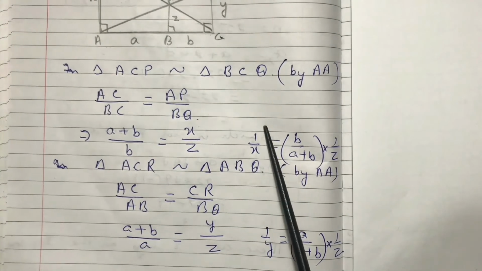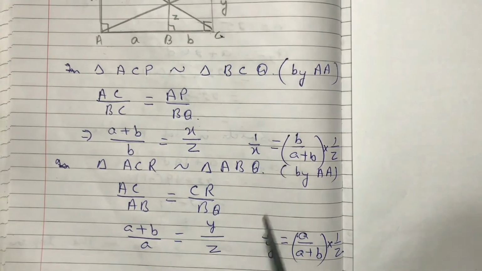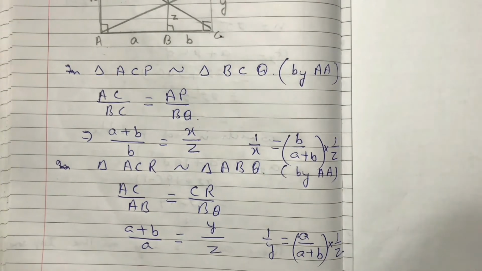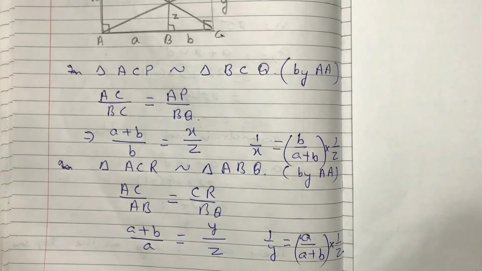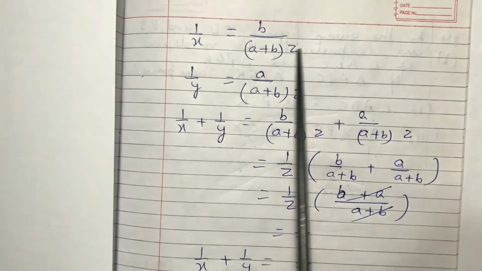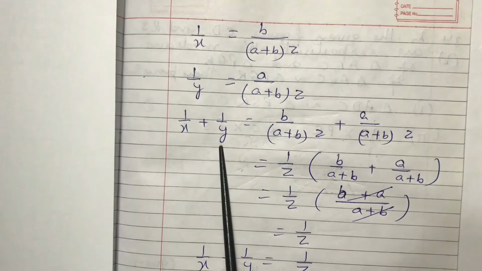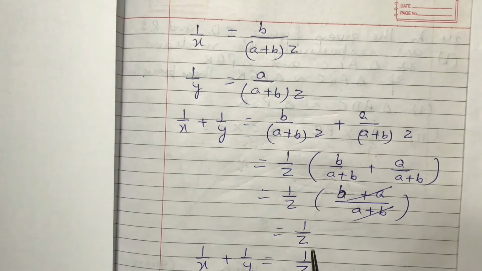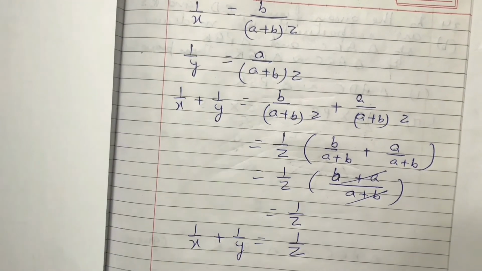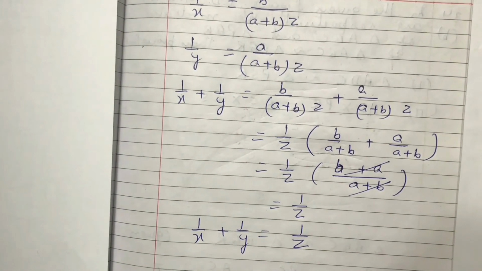So I have two values, 1 by X and 1 by Y. Add these two values, you will get the result. On the next page I have done that. Now 1 by X is this, 1 by Y is this. Add these two results and you will get 1 by Z. So 1 by X plus 1 by Y is equal to 1 by Z.